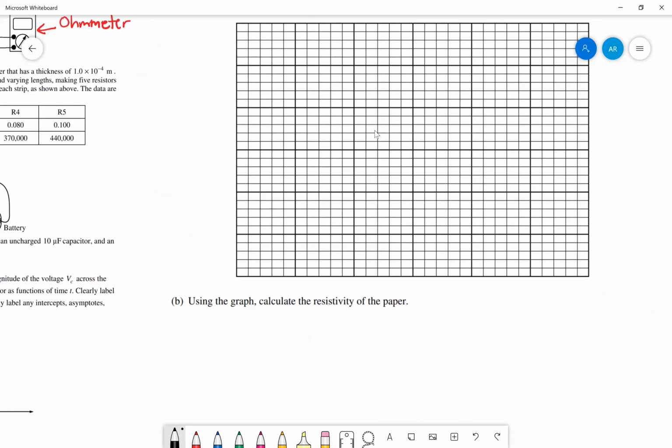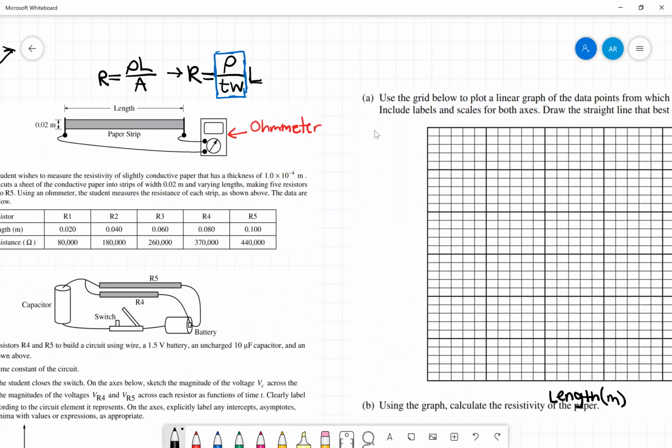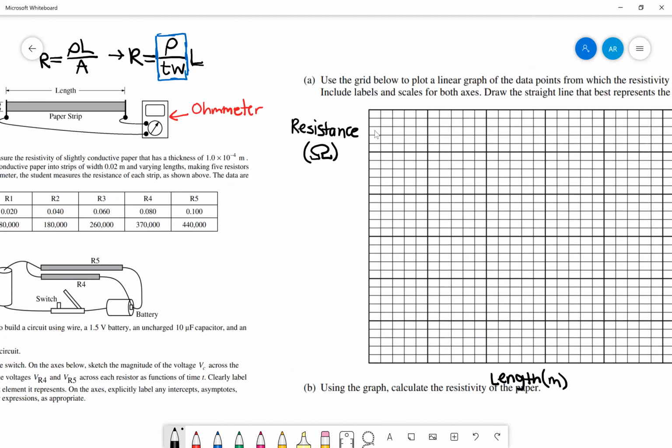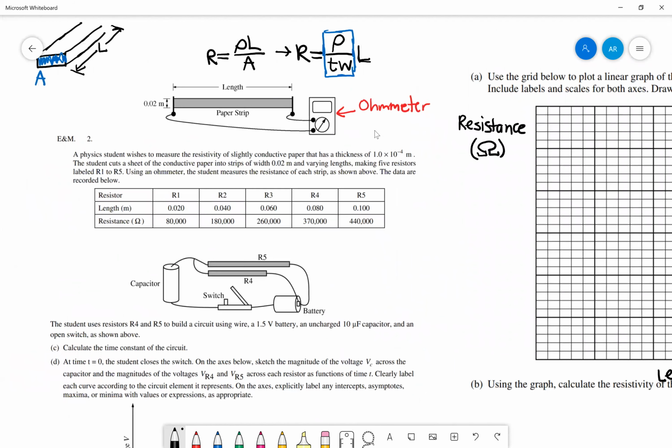So we've decided that our x-axis will be our length, our length in meters. And our y-axis will be our resistance, our resistance in ohms. So we got our axes down. Now we need to create a scale. Scaling a graph is really important, especially in this case, because you can't scale by 1, nor can you even scale by 1,000. You need a special scale so that all of these points can be accommodated.